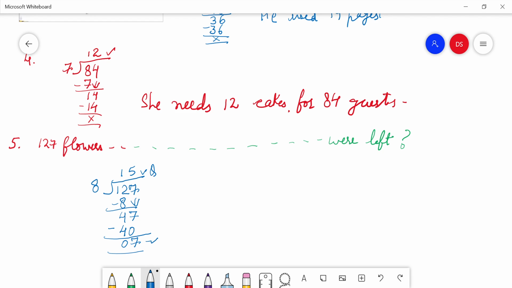So we will write the answer like this. How many flowers were used for each? 15 flowers were used for each rangoli.